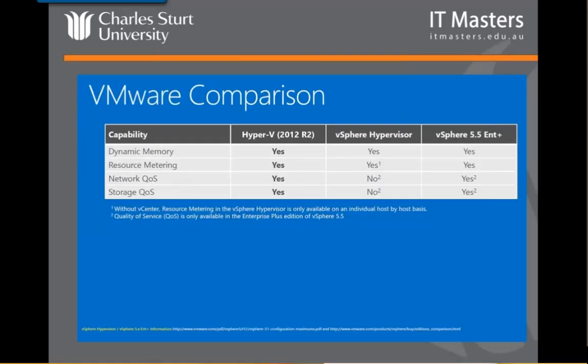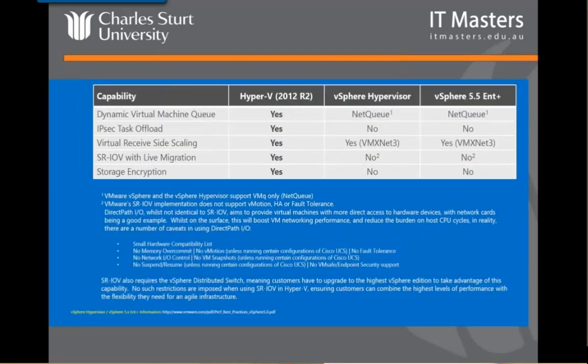Based on dynamic memory, for example, network quality of service was not available before. They caught up. And as you can see, they are nearly equal in everything now, except licensing. If you're already in a Microsoft environment, then probably Hyper-V is going to cost you 50% less than VMware. This is now starting to be the key influencer. Everything is based on the budget.